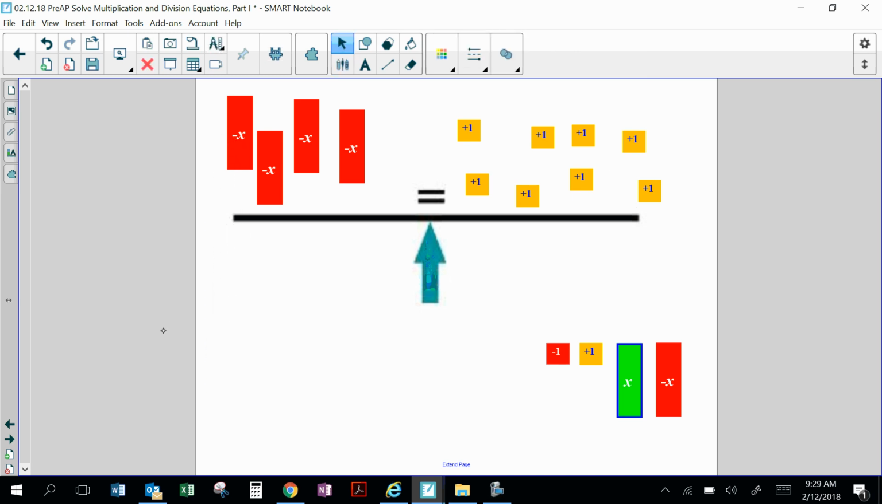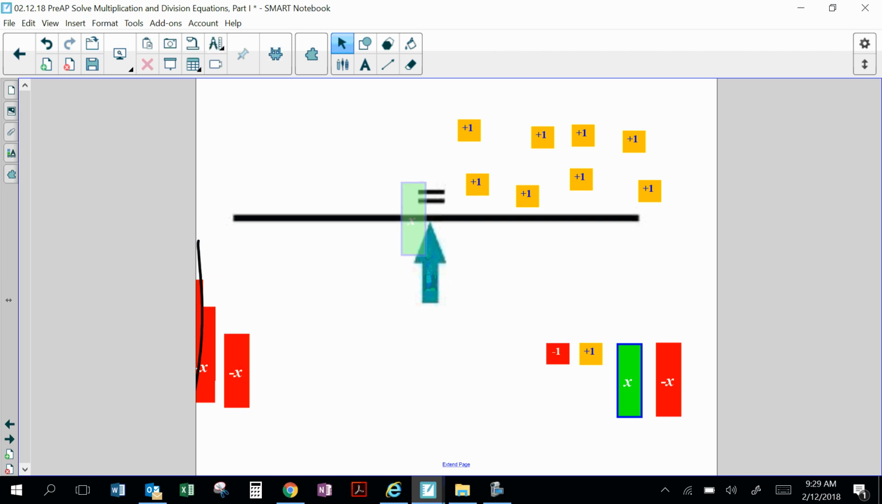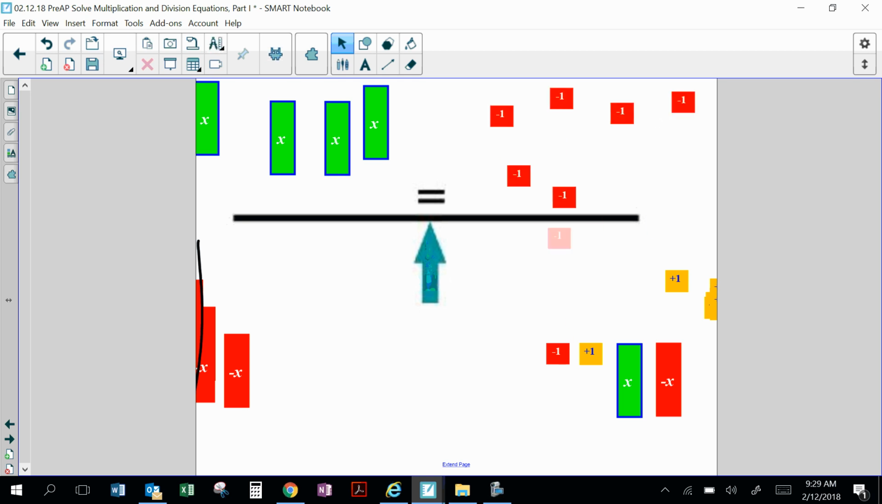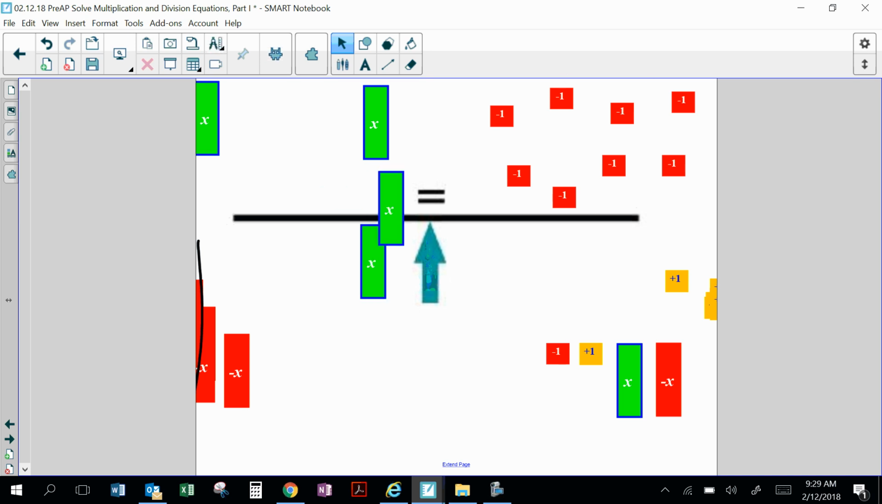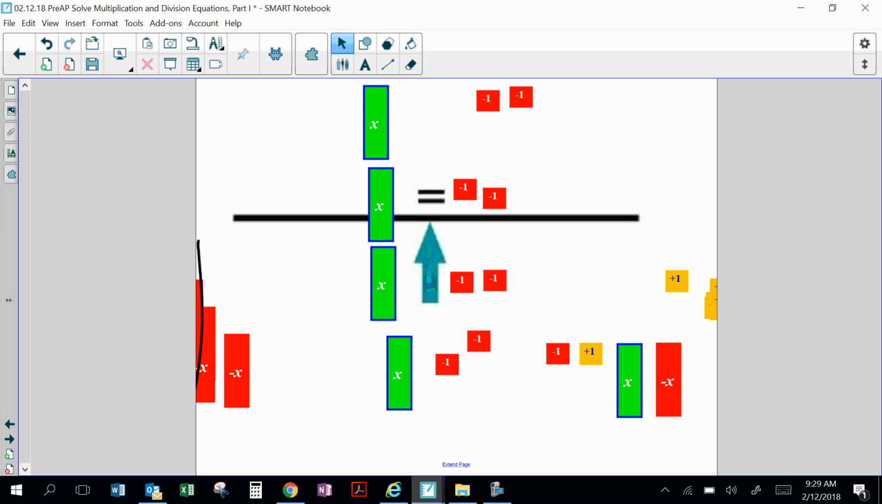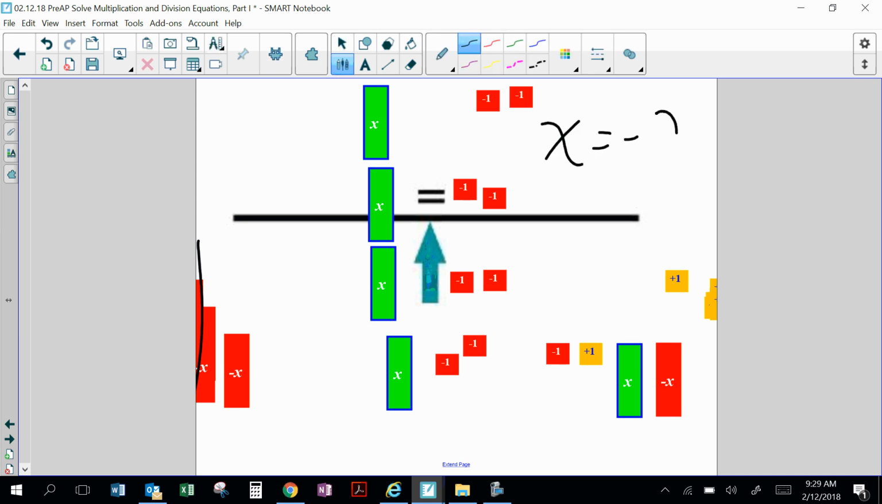So I flip these over, so it is 4x. So that's the opposite. Opposite of -4x is 4x. But then I will have to flip these over. So the opposite of +8 is -8. So now I can solve it. I have 8 negatives. I need to divide them into 4 groups. So each x needs -2. So the answer is x equals -2.